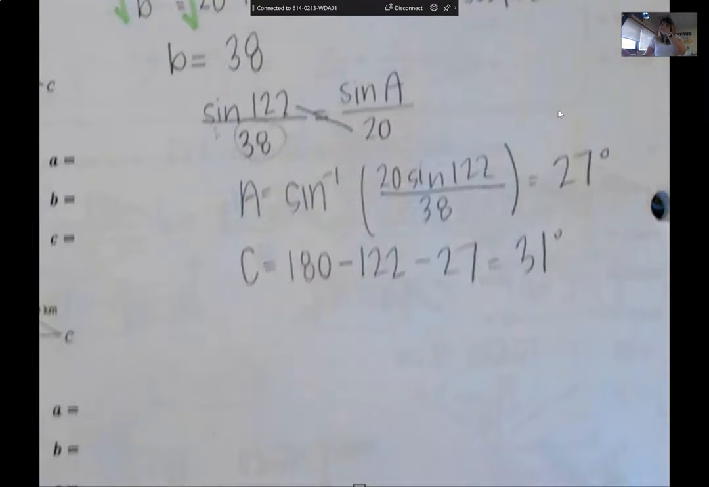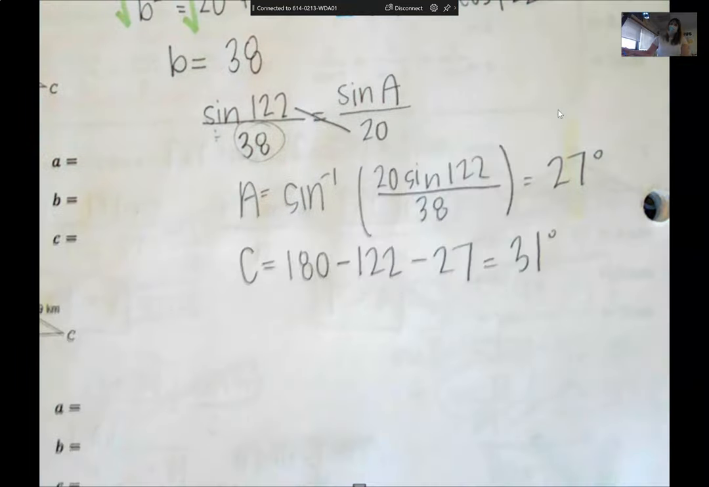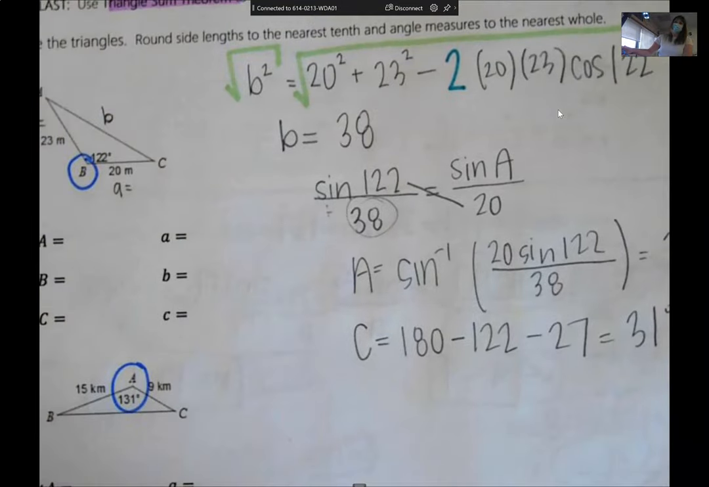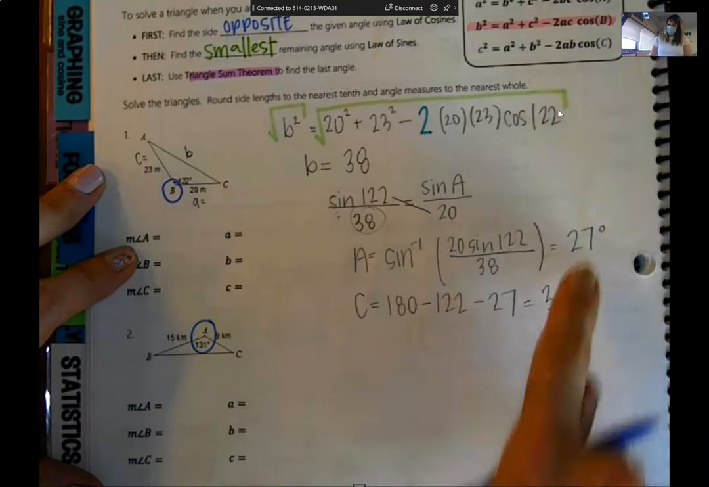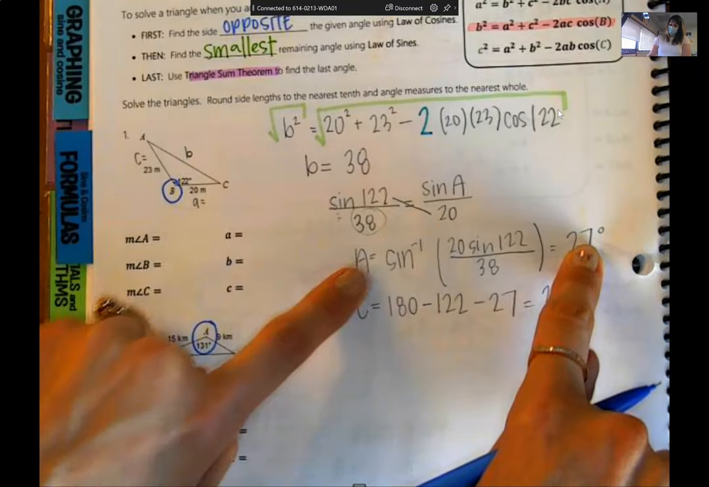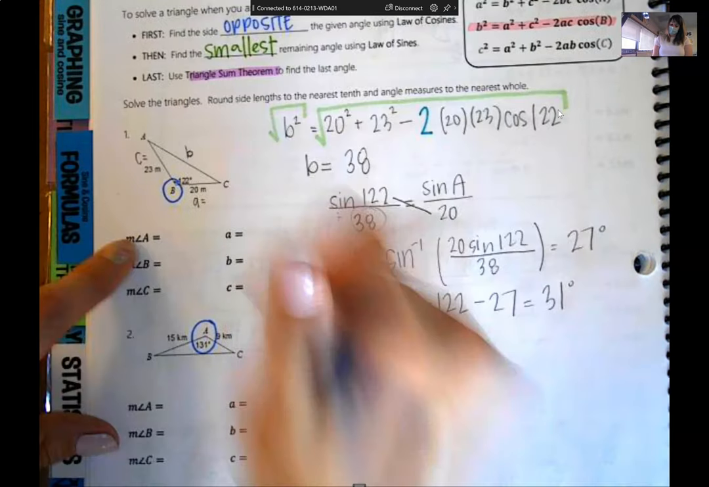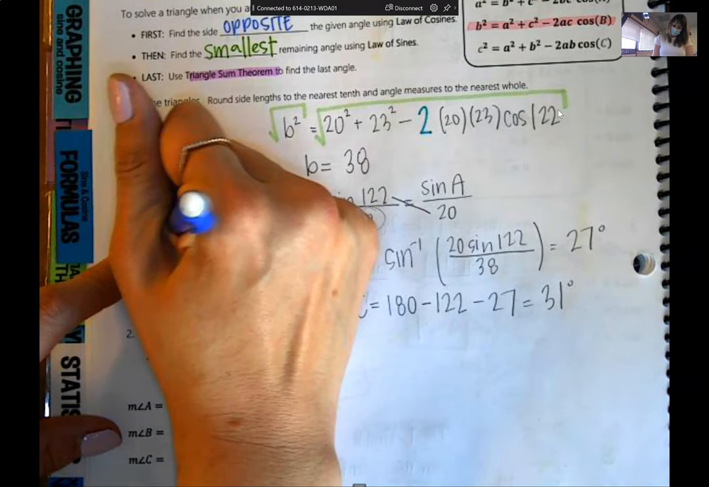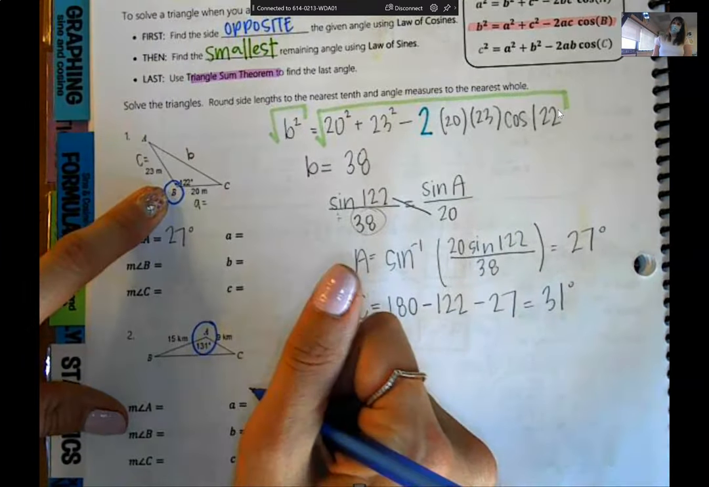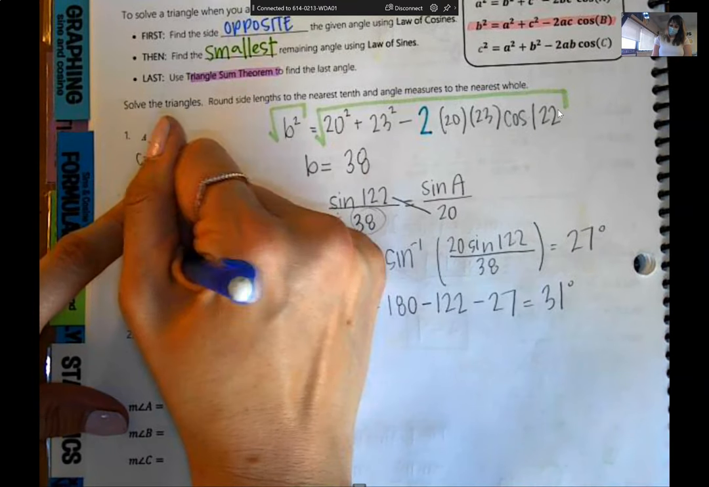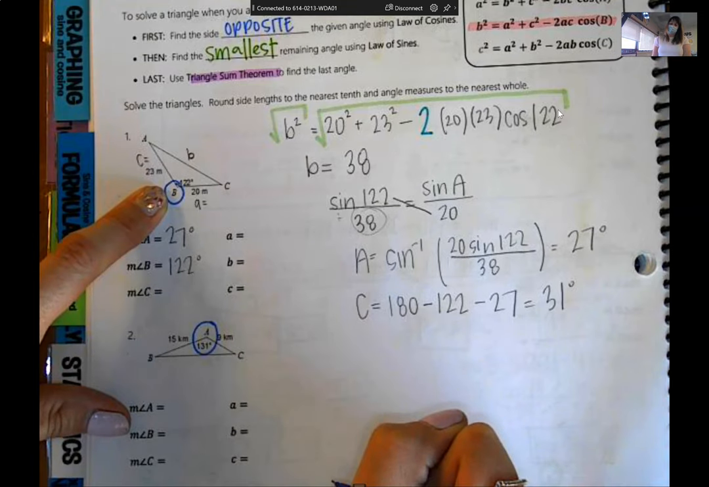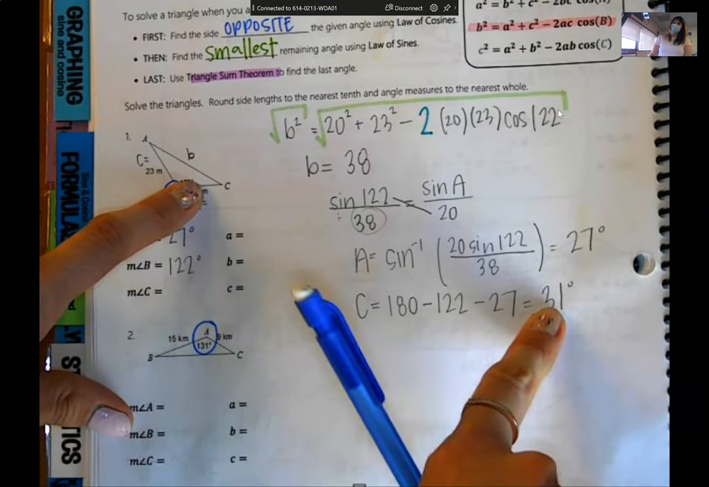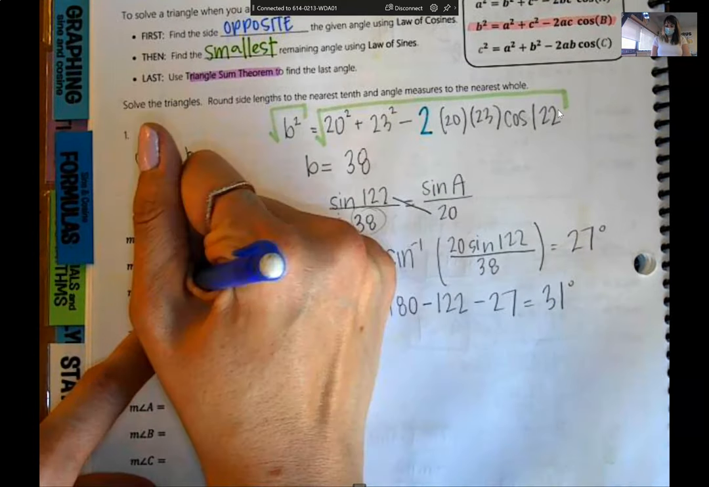Now you could fill these in as you go. I like to just do it all at the very end. So angle A is 27. There's my capital A, so it's 27. Angle B they gave me, it's 122. Angle C is the last one that I found, that's 31.